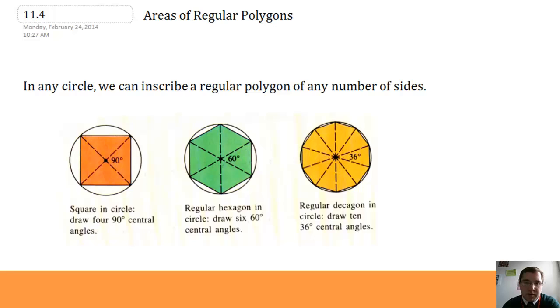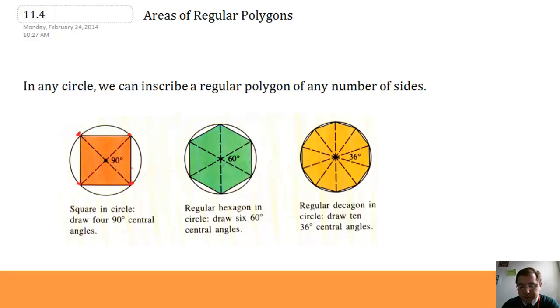If I wanted to inscribe a square inside of a circle, the way I would do it is I would start at the center of the circle and I'd draw 4 90-degree central angles. It's going to guarantee that the 4 points where those angles meet the circle are going to be the vertices of a square. If I want a regular hexagon, a 6-sided polygon, I draw 6 60-degree central angles.